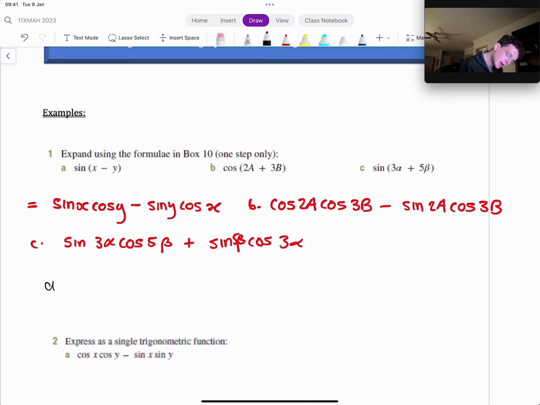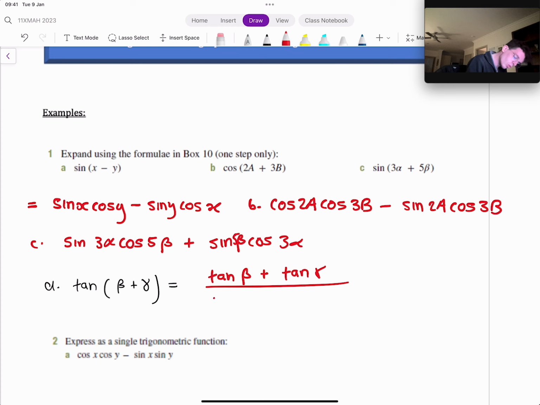Let's add tan of, I don't know, beta plus gamma. Well, using our tan rule, it's going to be tan of beta plus tan of gamma over 1 minus, so remember if you've got a plus here, there's a minus down here. So 1 minus tan beta tan gamma.